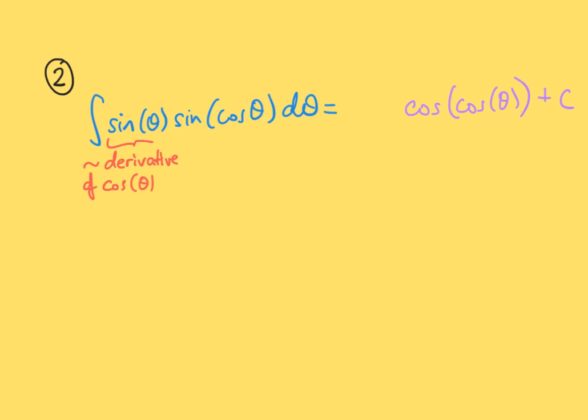Well, if you differentiate this, you're going to be using the chain rule. Derivative of cosine will be minus sine of the same thing, so minus the sine of cosine of theta. That's that up to a minus sign. But then, I'll put a minus sign perhaps just to be safe.